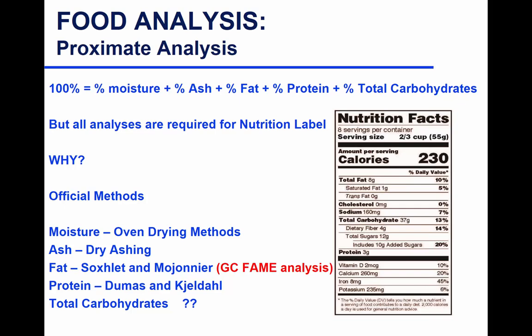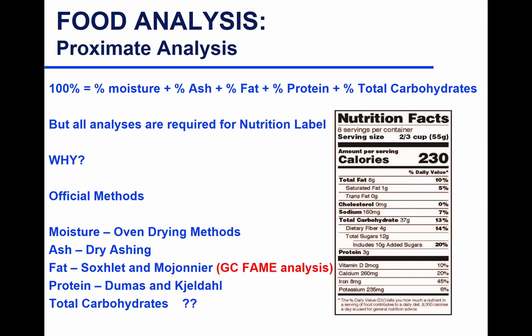Ash, we will talk about it today and run it in lab next week. The official method to determine and quantitate ash is dry ashing using the muffle furnace, and we'll talk about that later. Fat, Soxhlet and Mojonnier are the methods that we're going to learn in lab next week. These are good in determining crude fat, but really for the nutrition label, the fat content is not done by Soxhlet or Mojonnier, although they are official methods.